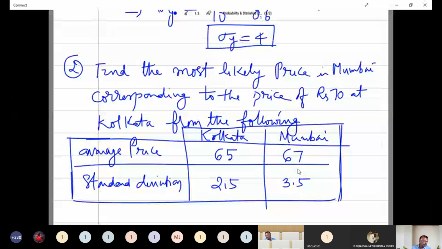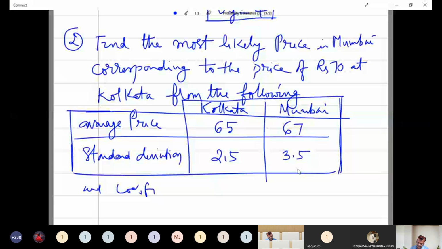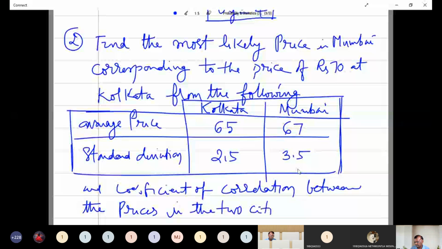Now, the coefficient of correlation between the prices in the two cities is 0.8.